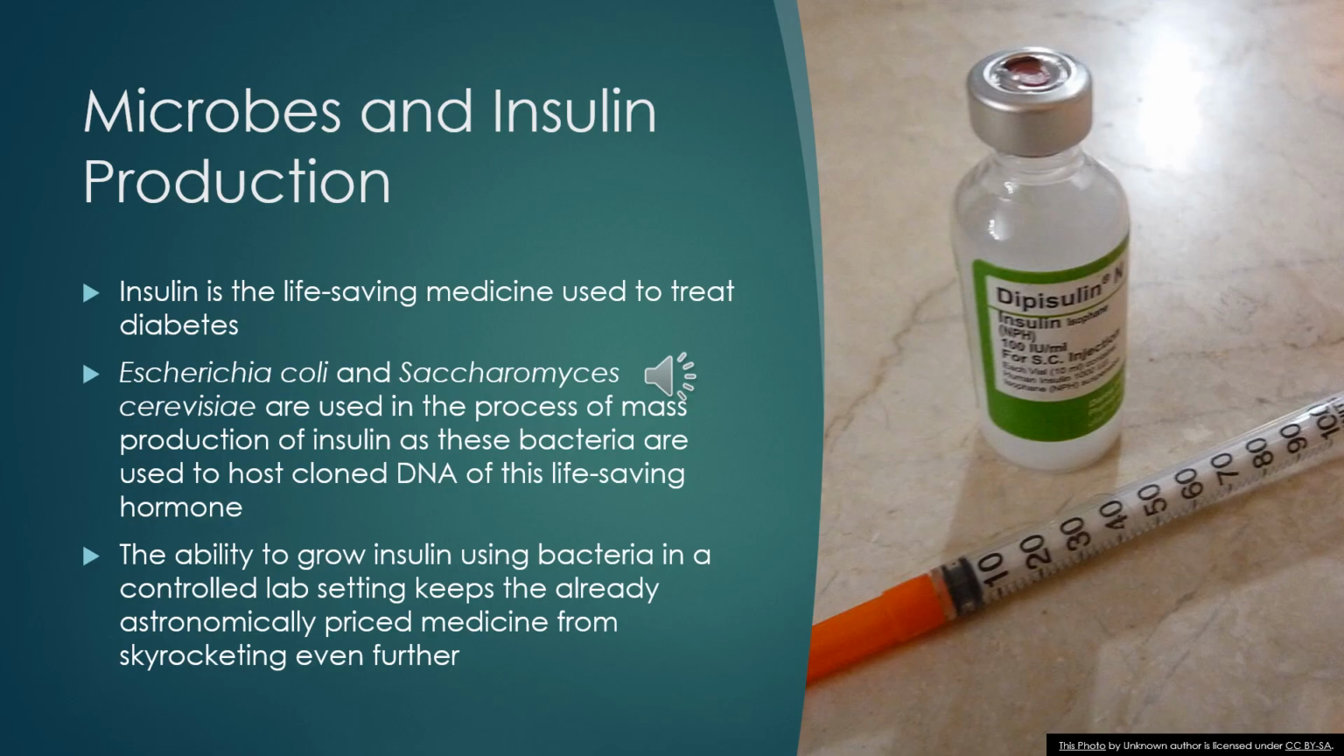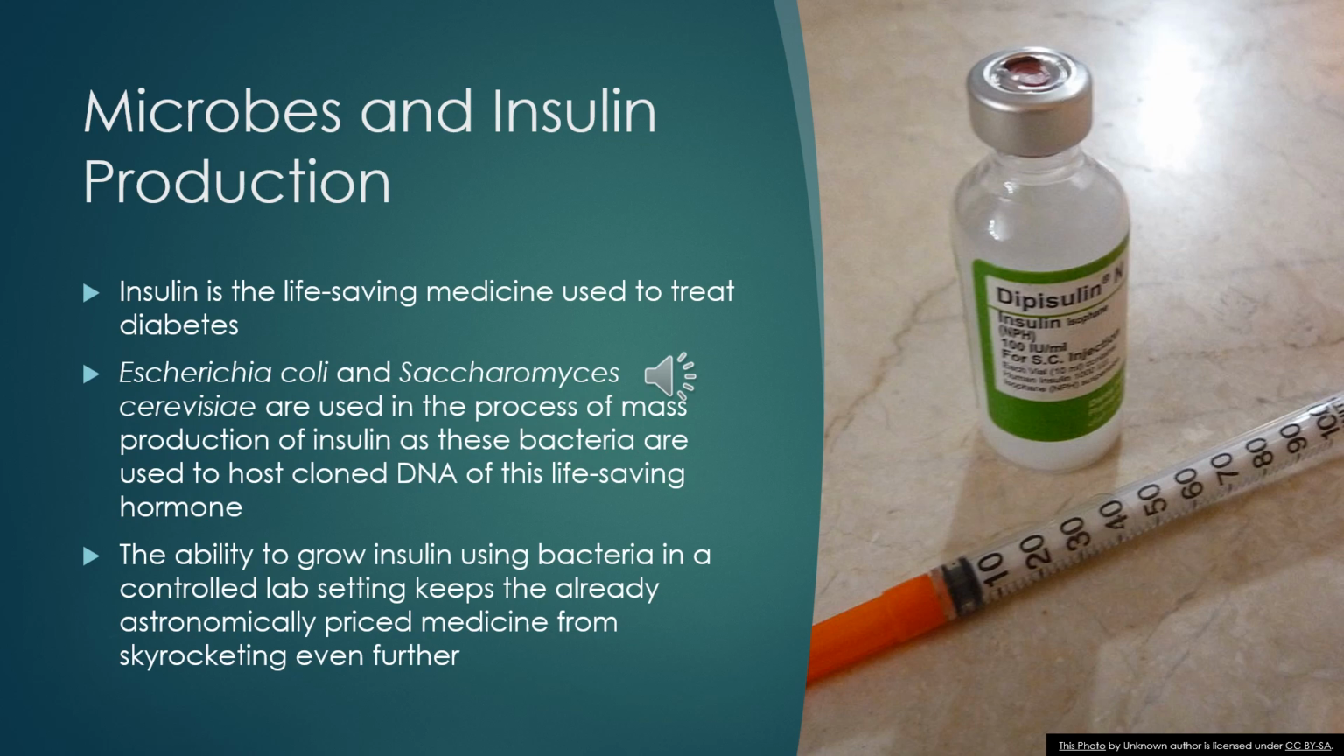Microbes and insulin production. Insulin is the life-saving medicine used to treat diabetes. And Escherichia coli and Saccharomyces cerevisiae are used in the process of mass production of insulin, as these bacteria are used to host cloned DNA of the life-saving hormone. So the ability to grow insulin using bacteria in a controlled lab setting keeps the already astronomically priced medicine from skyrocketing even further. So this method is a faster way to grow insulin for the treatment of diabetes.